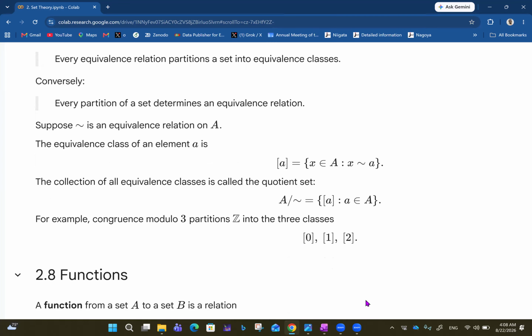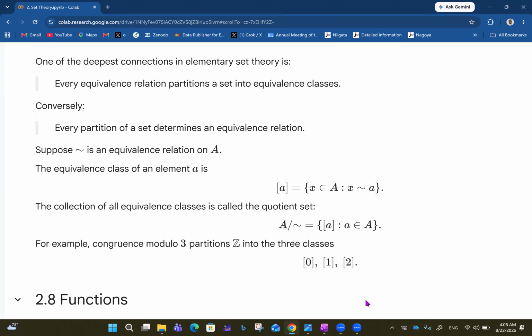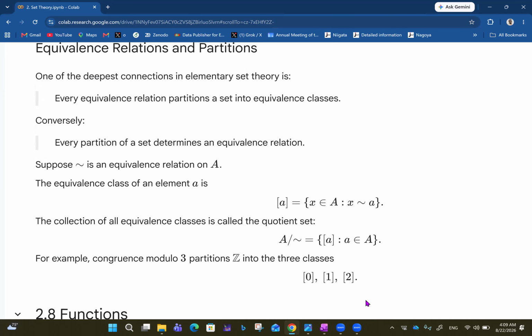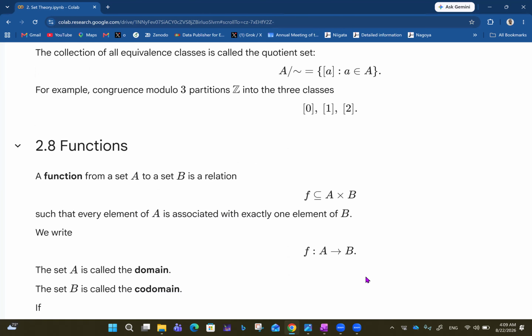So it partitions all integers into 3 classes. And of course, you can be sure congruence modulo 4 will partition into 4 classes, 0, 1, 2, 3, like that. Then we go on to talk about functions now.